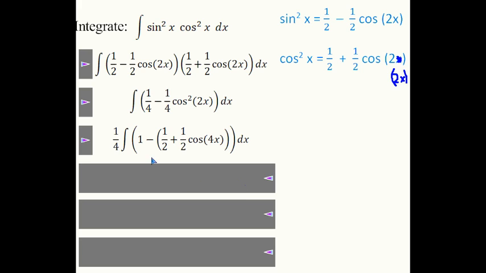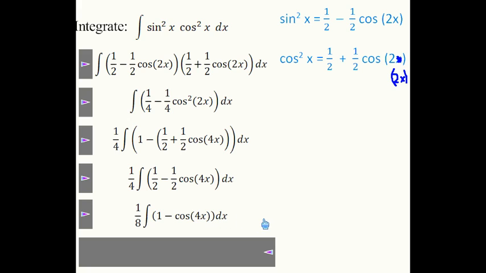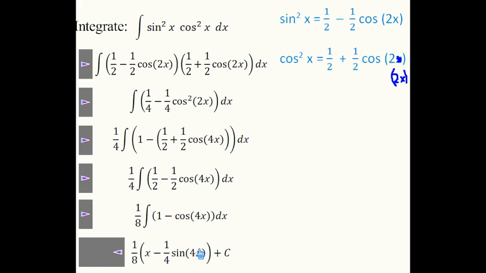Simplifying from there, we can distribute the negative, and we get 1 minus 1/2 is 1/2, and then distributing the negative is negative 1/2 cosine of 4x. We can factor out a 1/2 from both of those, which gives us a 1/8 on the outside. And then integrating, we get x minus 1/4 cosine of 4x. And again, the 1/4 comes because of the chain rule.